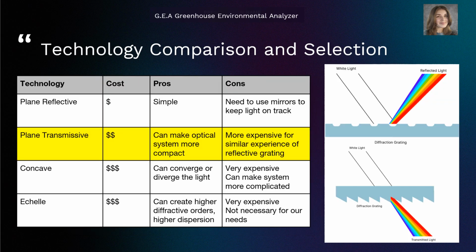One of the optical elements we had decided to use was a diffraction grating. A diffraction grating takes the white light being shown on it and separates it into its components. On the right, you can see a plane reflective grating on the top and a plane transmissive grating on the bottom. They essentially do, as they say, either reflect or transmit that separated light. The reason we went with the plane transmissive grating was because it makes the optical system more compact. And in a straight optical system, you don't need to use mirrors to put the light back on track.